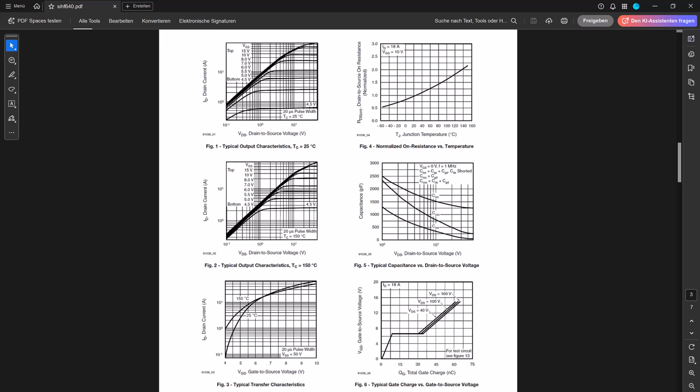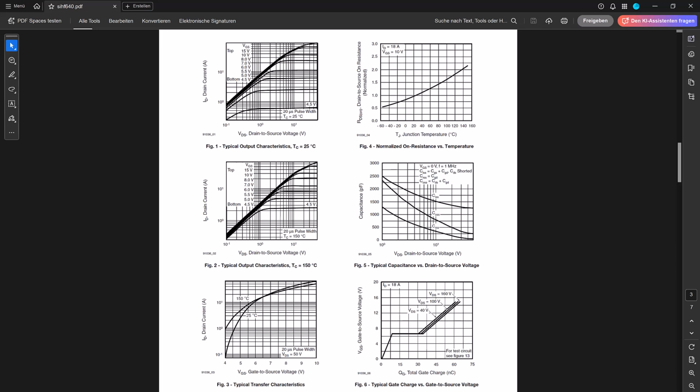Figure 5. Capacitances versus VDS. CISS drops moderately. COSS and CRSS drop dramatically as VDS rises. At VDS equals 25 volts, CRSS is about 130 picofarads. At VDS equals 1 volt, it can be 5 to 8 times larger. This explains why switching is slower at low VDS and faster at high VDS. A counterintuitive effect we'll exploit in Lesson 8.